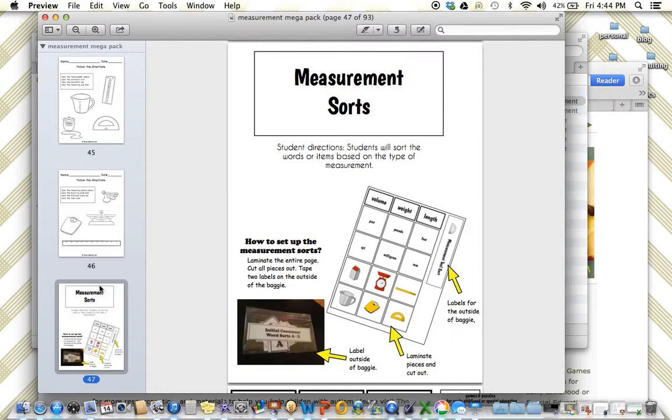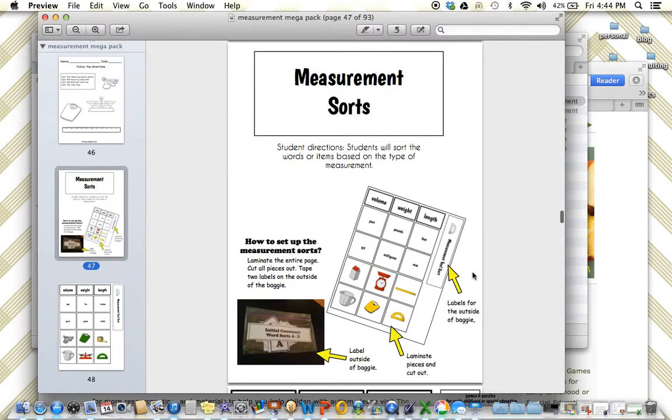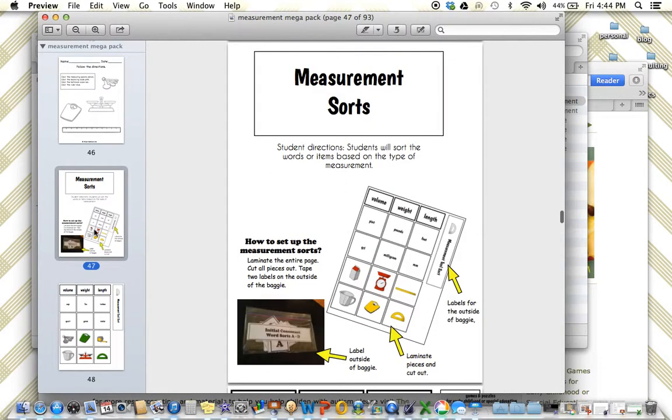Here's some measurement sorts, which I was really, really excited to make. If you use my math sorts, it kind of follows along a similar pattern. So you'll want to laminate this whole page. This is the label for the outside, and then just cut these all up. So when you sort them out, they'll just go in this baggie.